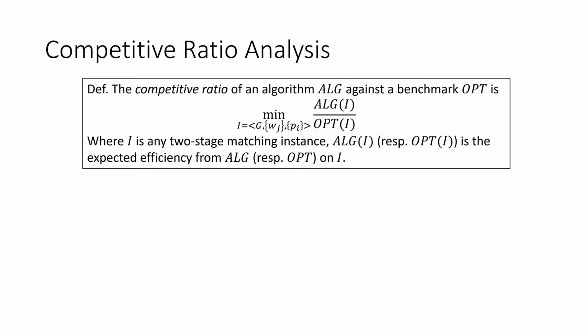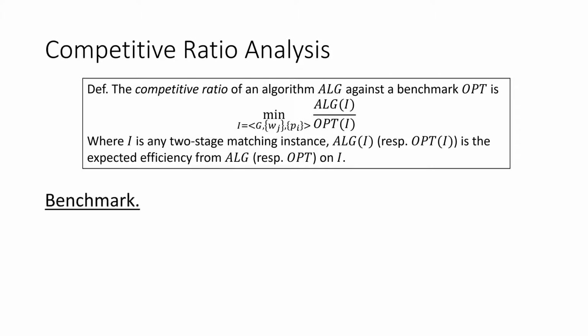In this paper, we will evaluate the performance of the matching algorithm using the standard measure of the competitive ratio. Specifically, we fix a benchmark opt, and we define the competitive ratio of the algorithm alg versus this benchmark opt as the worst ratio over all possible instances, where the ratio is between the performance of alg on this instance and the performance of opt on this instance.